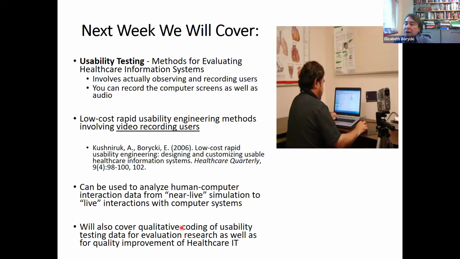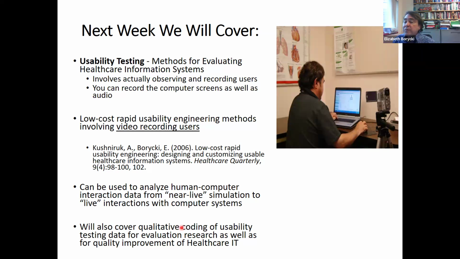So next week, what I want to cover is getting more into the details about how to do studies of people actually using systems. As I mentioned, this is termed not usability inspection. That was without the user. This is called usability testing. It always involves observing users. To do this, I'm recording myself using the system, as I mentioned.